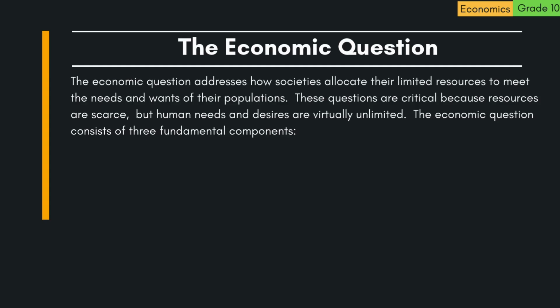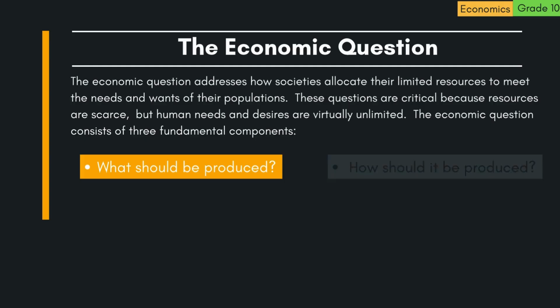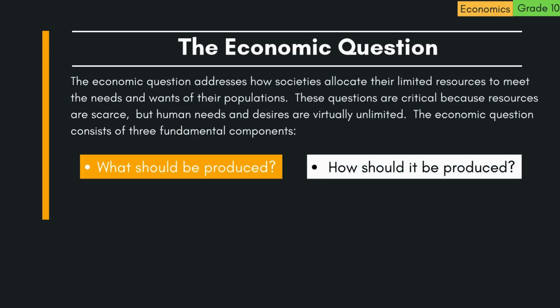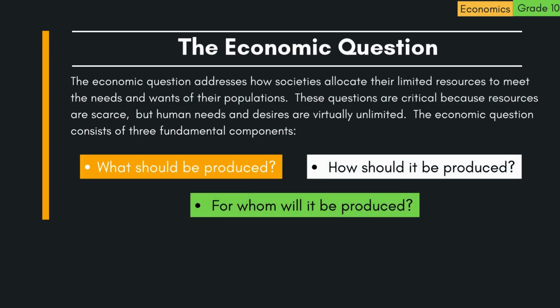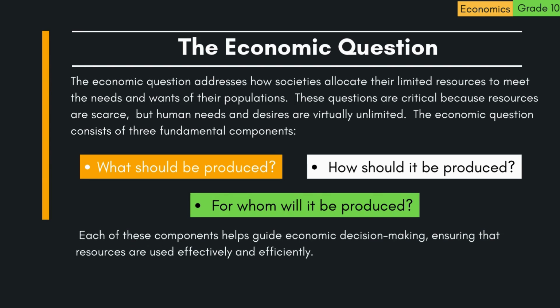The economic question consists of three fundamental components: what should be produced? How should it be produced? And for whom will it be produced? Each of these components helps guide economic decision-making, ensuring that resources are used effectively and efficiently.